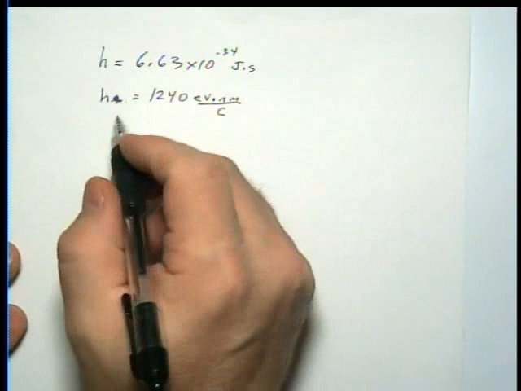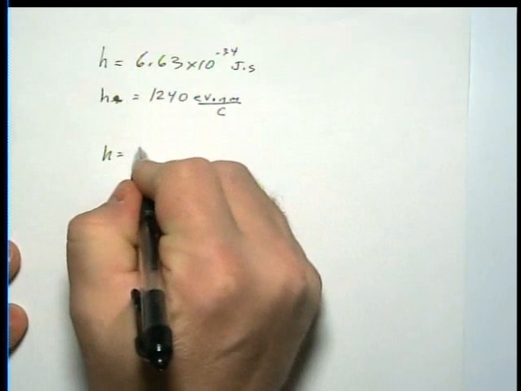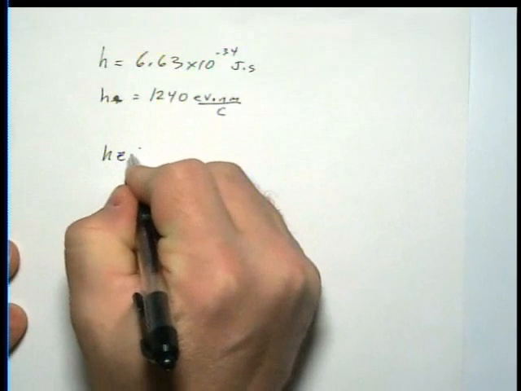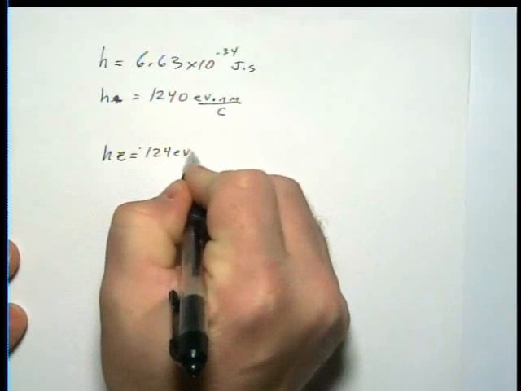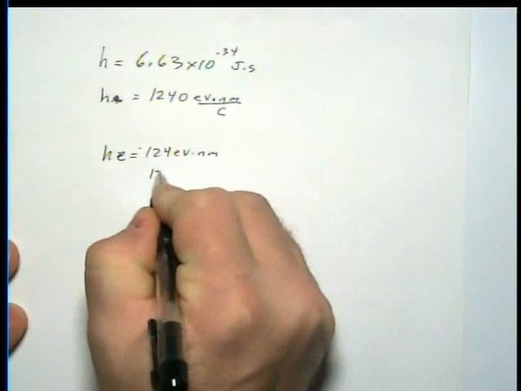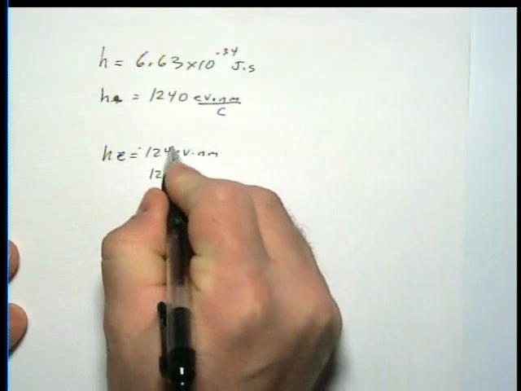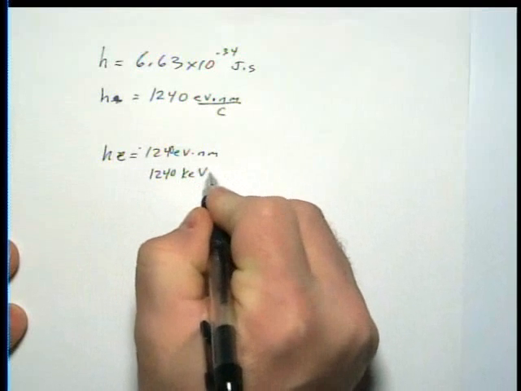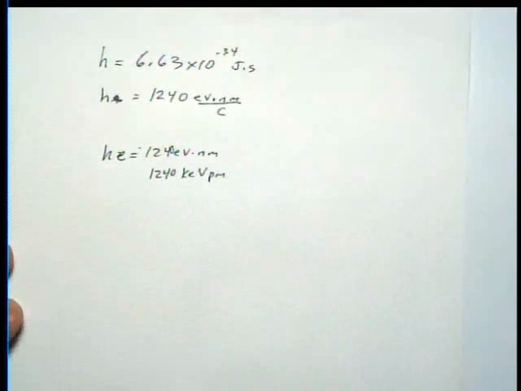So when I'm working problems, I'll use hc is 1240 eV nanometers, 1240 keV picometers. So here I've raised the energy by 1,000 and I've shortened the distance.